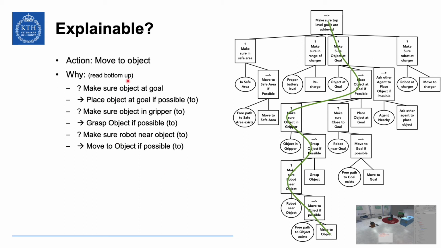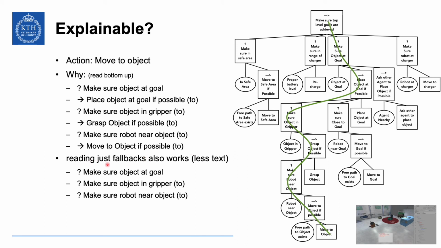So this makes a lot of sense, I'd say. It's transparent, but there's also a lot of text here. You might say, oh, I can't handle all these details. It's just too much. I'm overwhelmed. I want fewer details here. So you can also just read the fallbacks, just read the make sure parts if you want to. So I'm moving to the object, so we're skipping the sequence here, to make sure the robot is near the object, to make sure the object is in the gripper, to make sure the object is at goal, if you want fewer details.